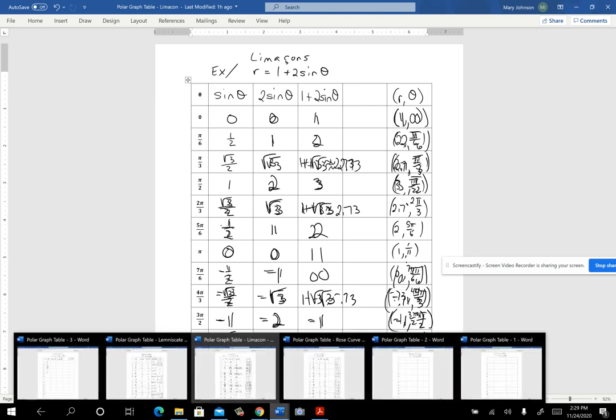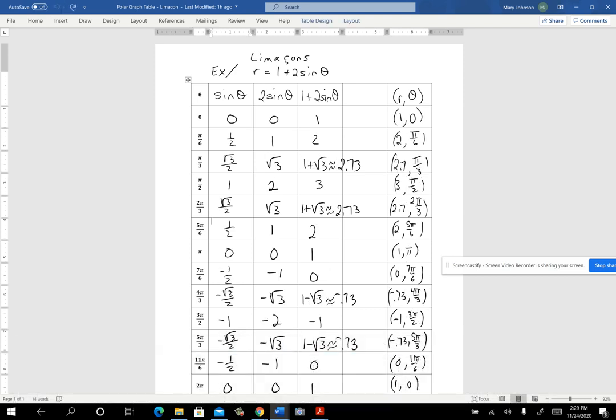Okay. Let me go back. Why did it do that? Let me undo. Okay. Here we go. So here's the completed table for that. Okay. And so then after we get the completed table, we'll want to go in and sketch the graph of it. Okay. So, and I'm doing the limaçon, right?